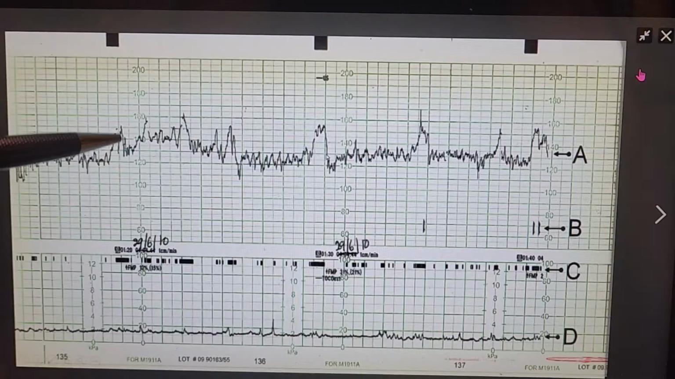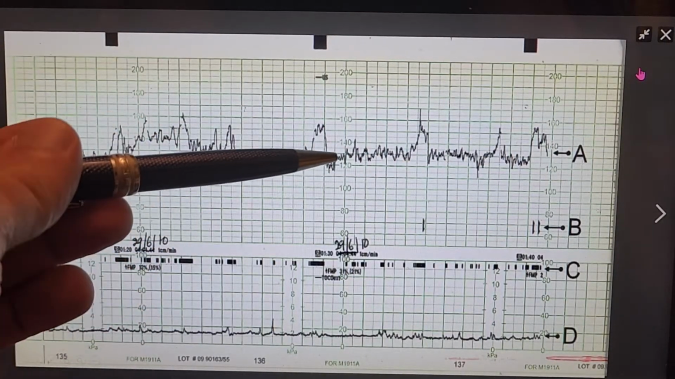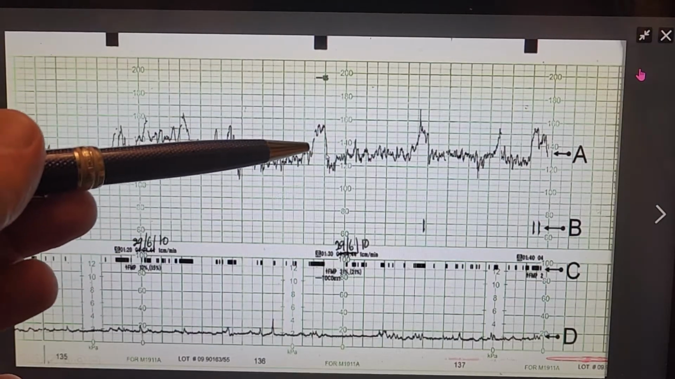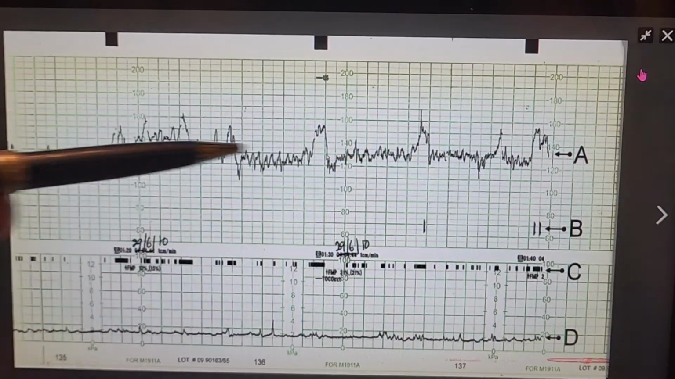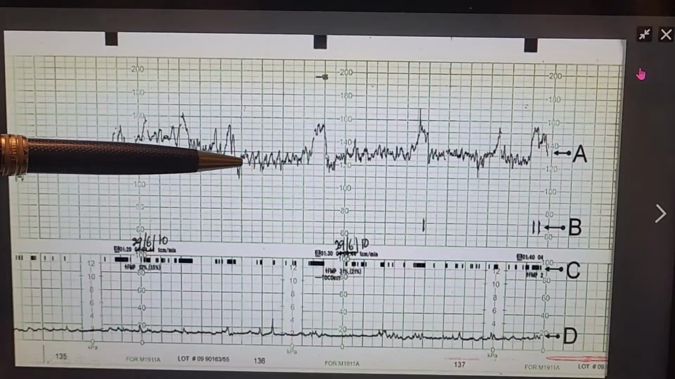and as you can see here, there is beat to beat variability. So if you are taking the majority of the line, this is between 120 and 140. So we can say the fetal heart rate baseline is around 130, and then there is beat to beat variability.